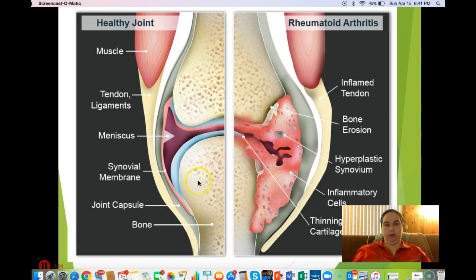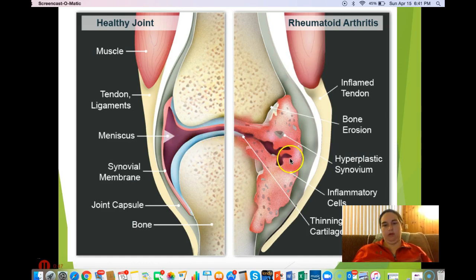So I realized my PowerPoint skipped over the joint, which will help make a lot of sense. So this is a knee joint. You have your muscles, your tendons, ligaments, your joint capsule. This is the bone, your bottom bones, your upper bones. And so what you have is synovial lining, or this calls it synovial membrane, and then the synovial fluid.